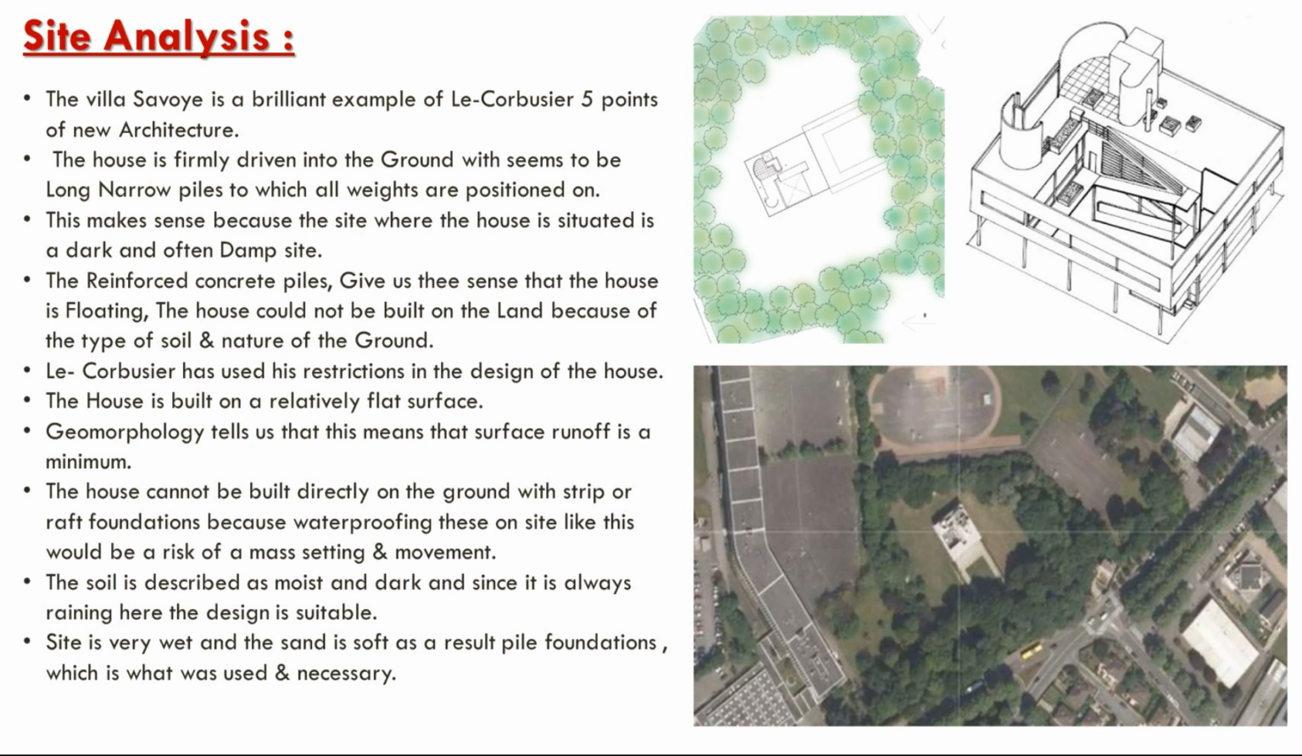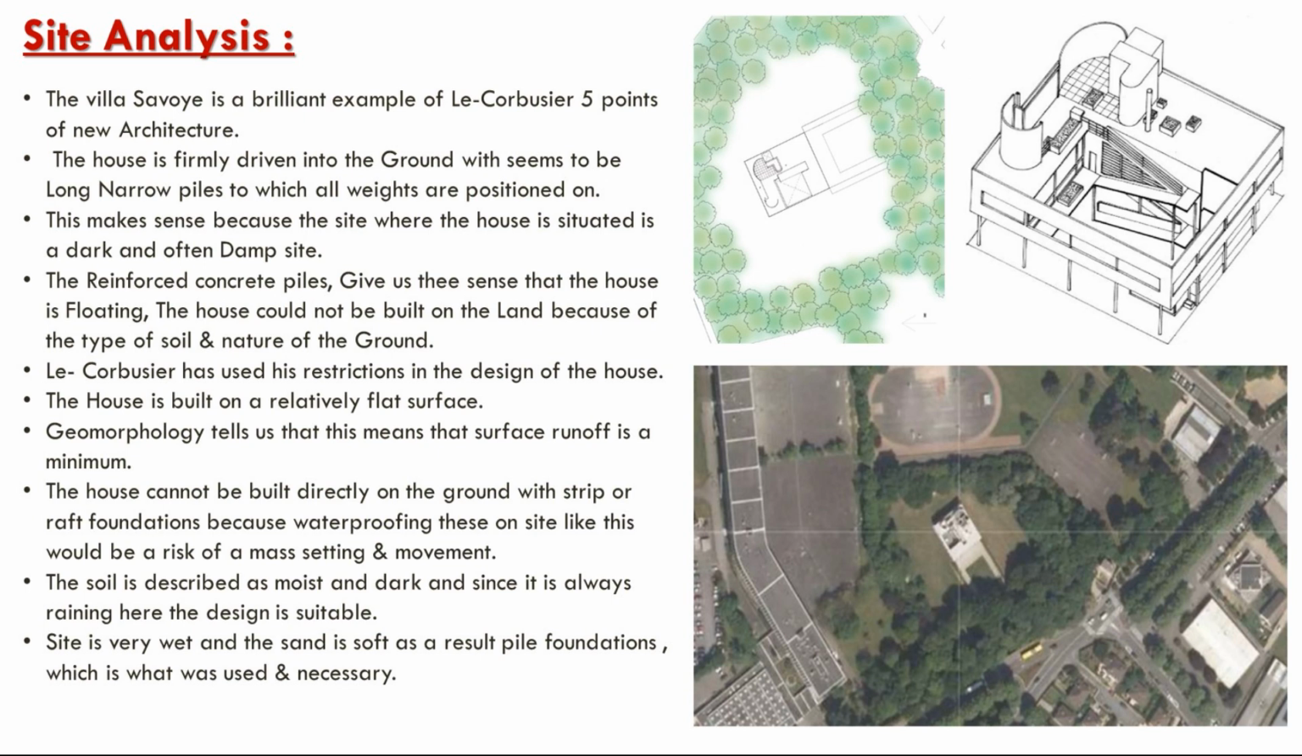The reinforced concrete piles give us the sense that the house is floating, and the house could not be built on the land because of the type of soil and the nature of the ground. Le Corbusier has used these restrictions in the design of the house. The house is built on a relatively flat surface. Geomorphology tells us that this means surface runoff is minimal.